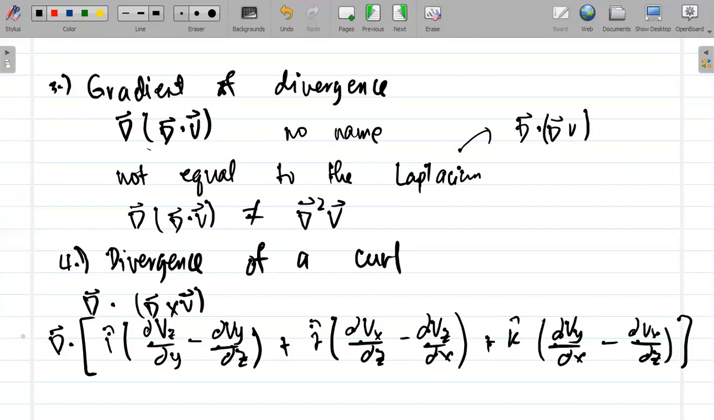Now class, ano yung del ulit? Ano yung del natin? i hat partial x plus j hat partial y plus k hat partial z. So yan ay, ang gulo na. Idadot natin dito.